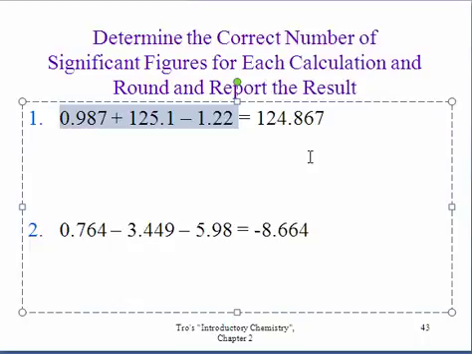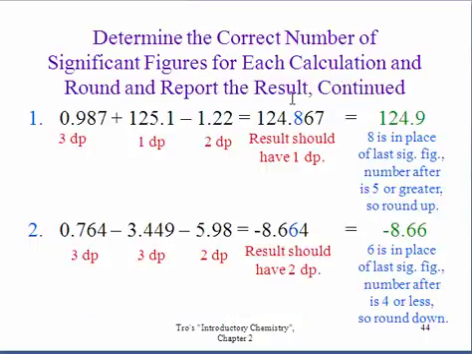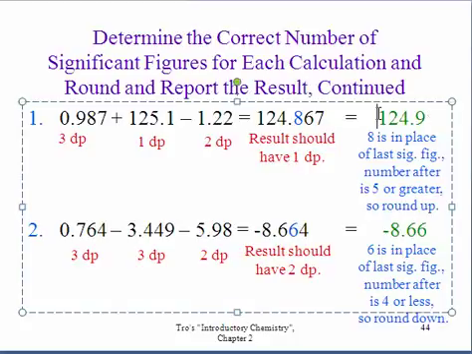So to figure out where our answer should be rounded to, we look at our 3 values. Our middle value is the least precise. It only has 1 place value after the decimal point, so our answer can only have 1 place value after the decimal point. That's our last allowable significant figure. I look to the right, and 6 is larger than 5, so my 8 is going to round up to 9. So here is our answer expressed in correct sig figs.